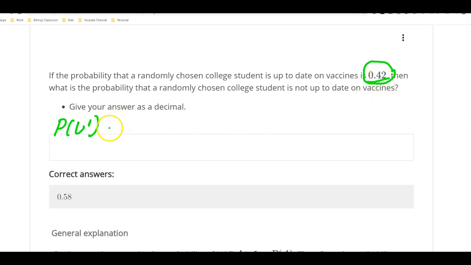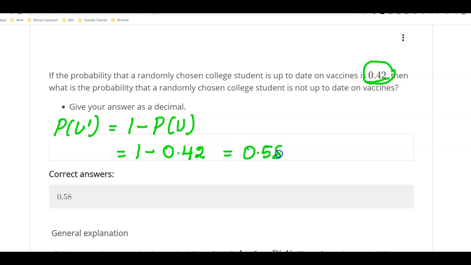So to simply find the complement, what you do is 1 minus the probability of up to date with the vaccines, which is simply 1 minus 0.42, which is 0.58. Your final answer. So remember, every time you're finding a complement, they both should add up to 1. Or you simply subtract that probability from 1 to get the other.